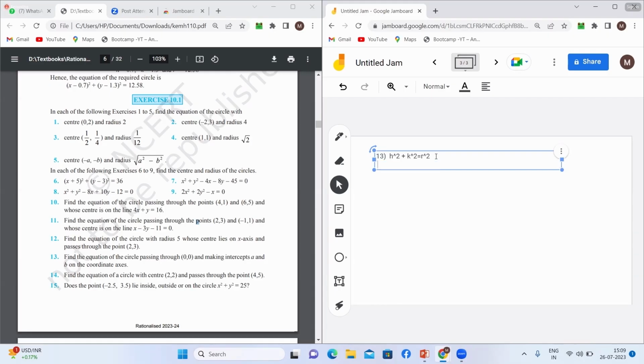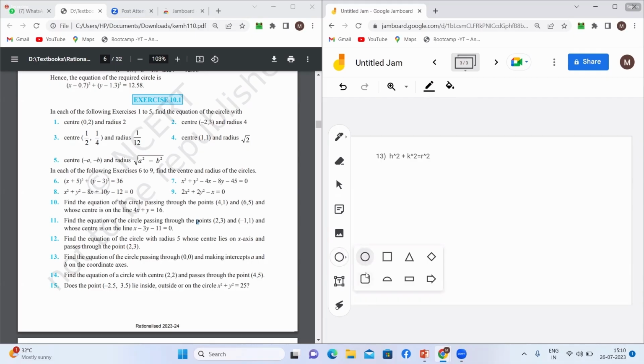Then what else is given? Making intercepts a and b on the coordinate axes. This will be a bit tricky. Okay, so we are told that the circle makes intercepts a and b on the x and y axes. So what does this mean? Let me draw it for you. Let this be your x-axis and y-axis. Let me draw the circle. Since the circle passes through 0,0, my circle should pass through here. Okay, so this will be my circle.